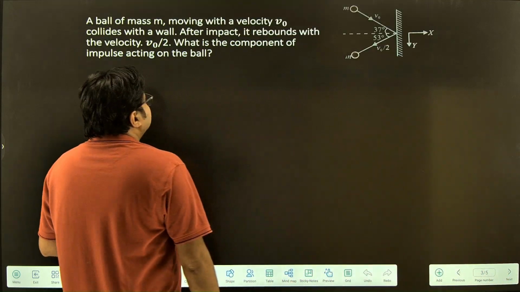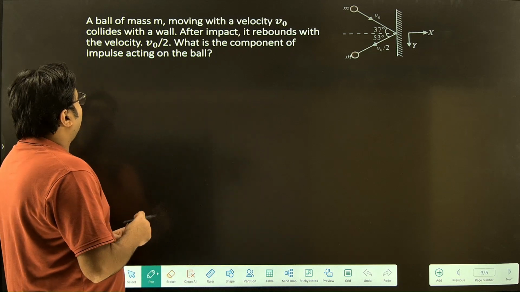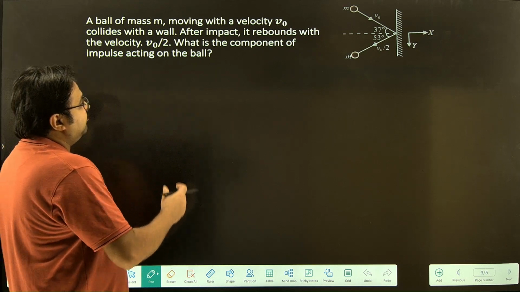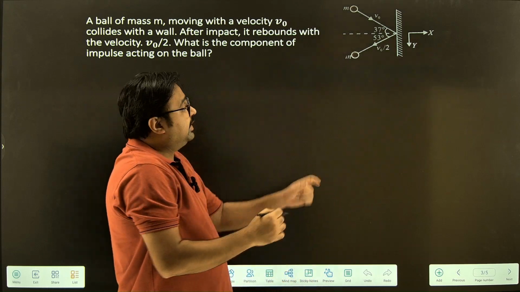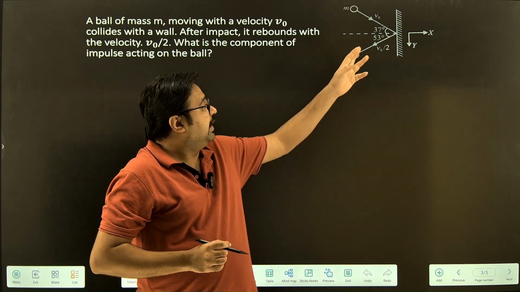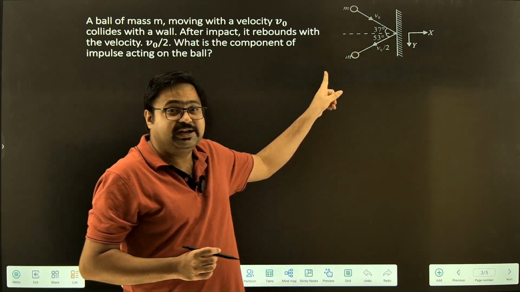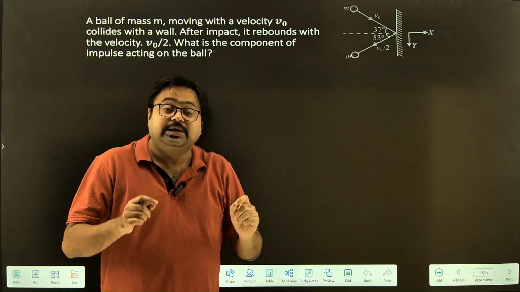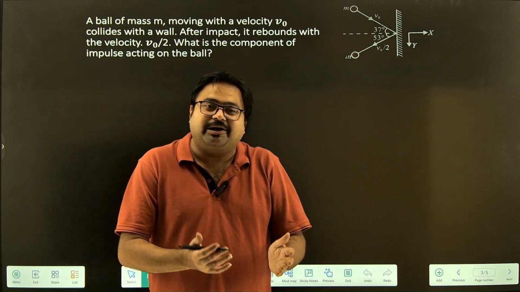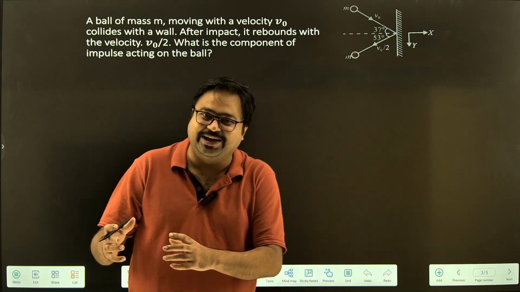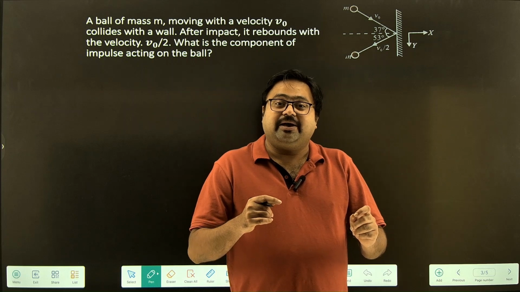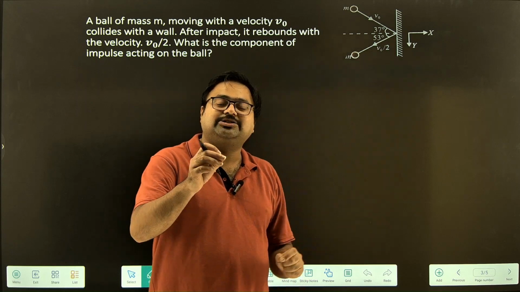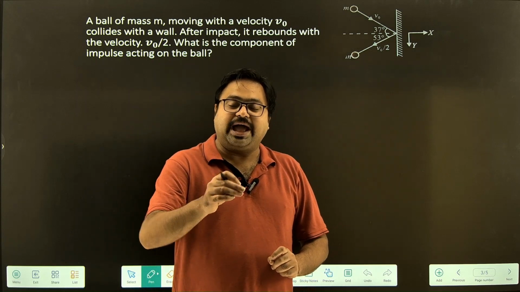A ball of mass m moving with a velocity v naught collides with a wall. After impact, it rebounds with the velocity v naught by 2. So there is a ball that hits the wall with a speed v naught and then goes to this side after getting bounced off from the wall with a velocity v naught by 2. That means the velocity of rebound is not the same, it has slowed down. That means the velocity has changed. There is an impulse. It received an impulse from the wall, because of which it now has a different momentum.